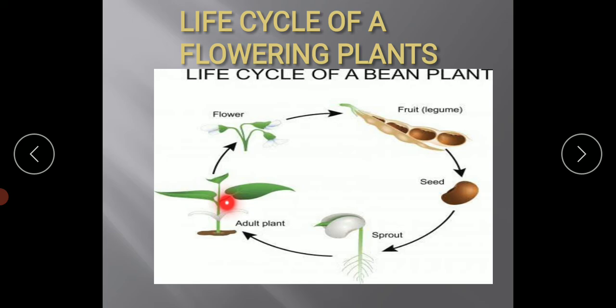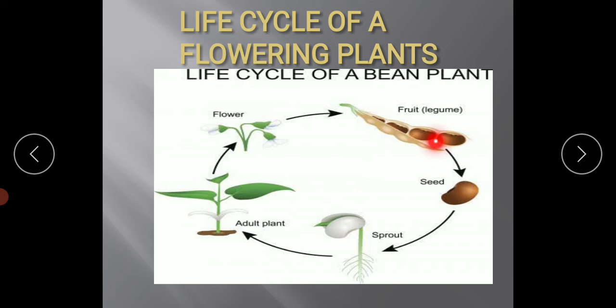It bears a stem and more branches, and the branches have a number of leaves on them. After some time, the plant bears flowers, and after pollination and fertilization, the flowers change into fruit, and inside the fruit again we obtain the seeds.